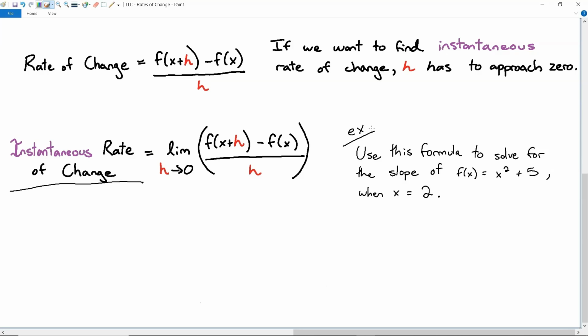We're going to use this formula to solve for the slope of x squared plus 5, which is a quadratic, when x equals 2. The first thing I want to do is plug in the value of 2 into the equation, because I'm going to need the value of f of x at 2. So let's do that over here, and we get a value of 9. Okay, so let's start writing out our equation here.